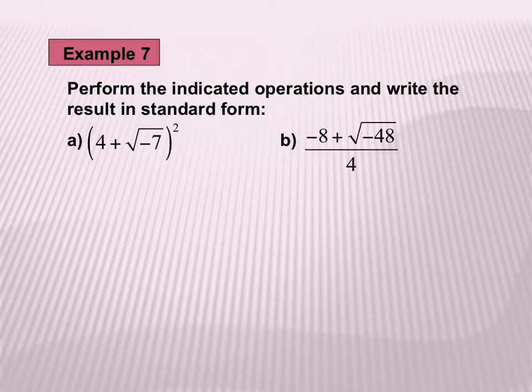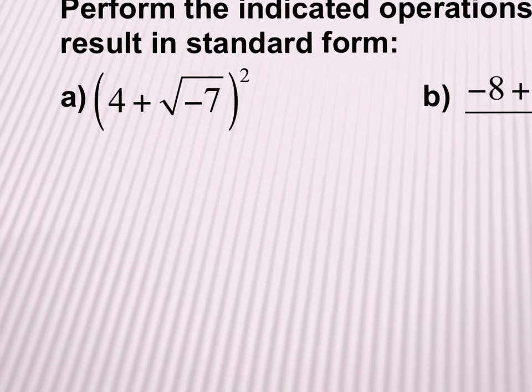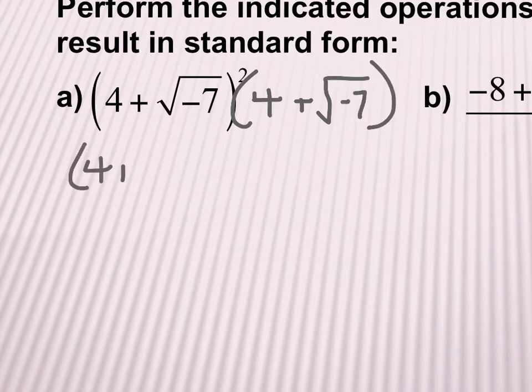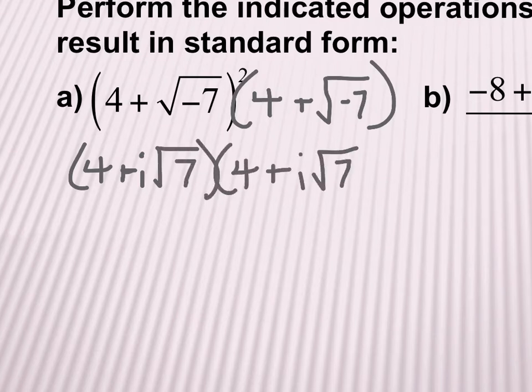Okay, example 7 says perform the indicated operations and then write the result in standard form. So notice that the directions are starting to seem the same and you're going to have to approach them however you would normally approach. So in this case, we are multiplying. For A, we're going to expand this and FOIL it out. So I would get this as 4 plus root negative 7 i. So this is 4 plus i root 7, 4 plus i root 7.